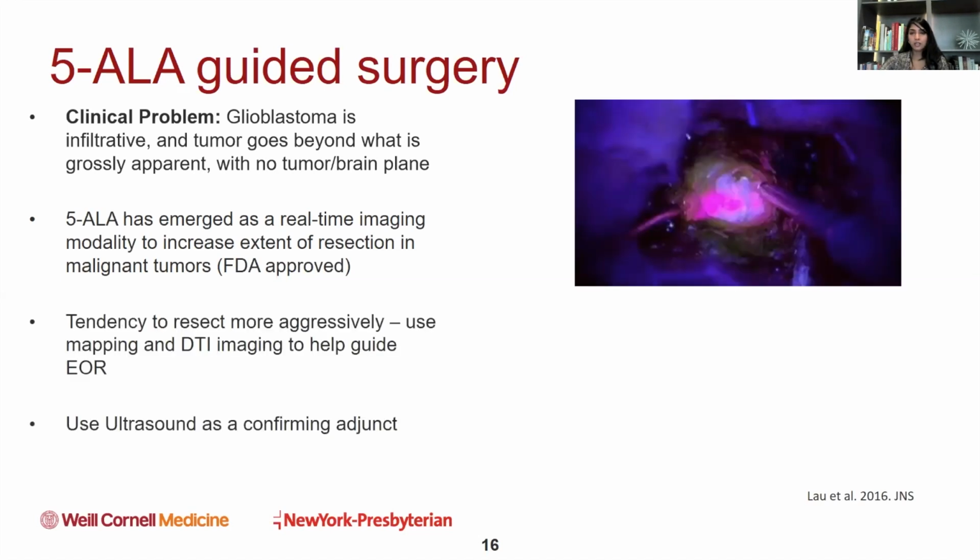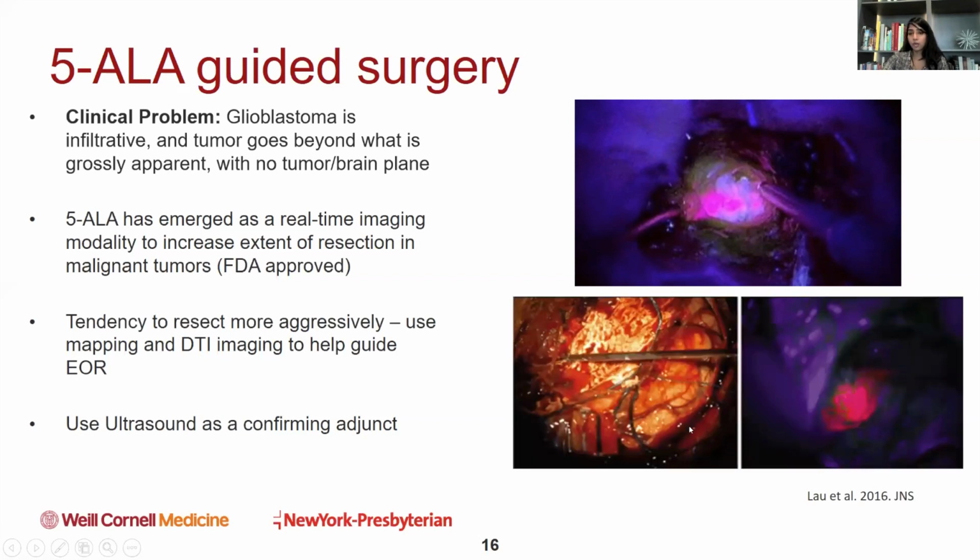So this allows us, just to show you an example, in surgery under blue light, we see the tumor here that we're removing is lighting up this really bright pink. So it helps us to say, okay, this is normal brain and this is tumor, helps us to remove that tumor. And you can see, under the normal white light, it's almost impossible to distinguish, especially as you get closer to the margins.